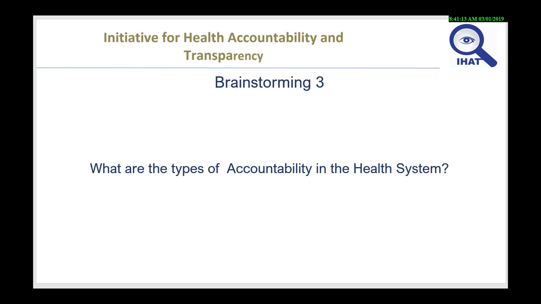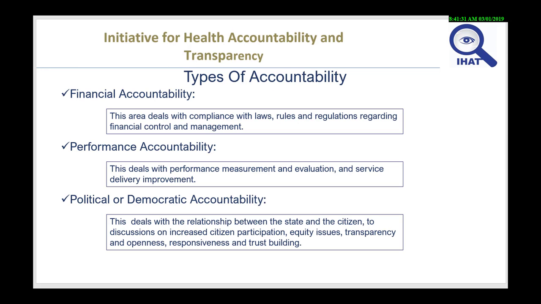Let's take another brainstorming session. What are the types of accountability in the health system? Let's look at the three major categories of types of accountability. What we deal with every day, you hear, is about financial accountability. This money is given for this. Has it been well accounted for? Therefore, this area deals with compliance with laws, regulations, and rules regarding basically financial control and management. Have you got the value for the money?